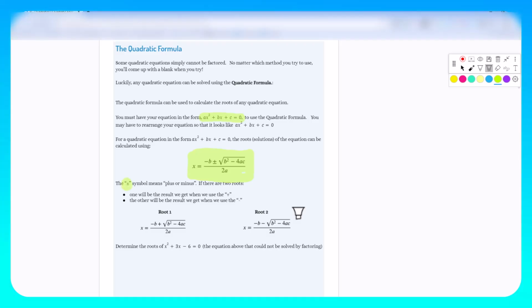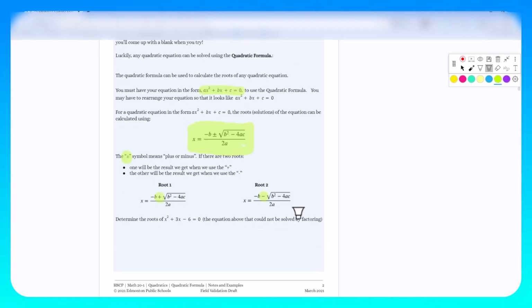Now notice that plus or minus. That means that one solution is going to be when we add the negative b to the square root of b squared minus 4ac, and the other one is when we subtract. And that is going to give us two solutions. So let's go back to that one that we couldn't factor and determine the roots using the quadratic formula. Well, in this case, a equals 1, b equals 3, and c equals negative 6. Notice that we have to hold on to the signs.